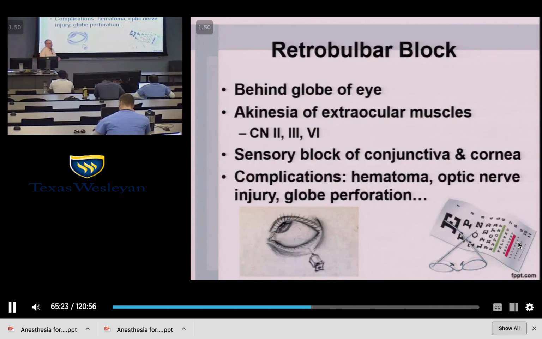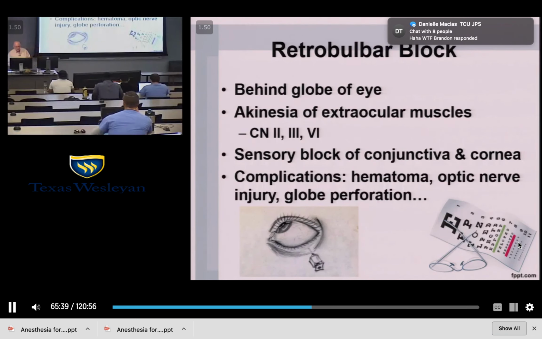So think about the patients that you're not going to do a retrobulbar block on, who are not candidates for it. All right? How do we know if there's a retrobulbar hemorrhage? If the surgeon tells you that there's significantly increased intraocular pressure after the block is done, then that is an indication that there is a retrobulbar hemorrhage.